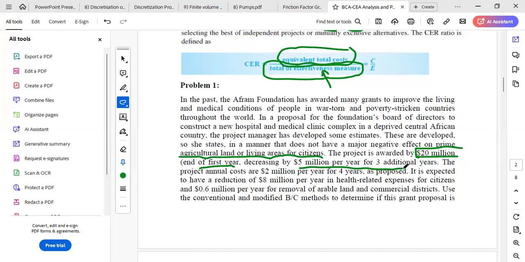And the project, this is about the fund. Now, the project annual costs are $2 million per year for 4 years. So as we said, until here, this describes investment. Now, the second statement is for costs. So here, the project annual costs are $2 million per year for 4 years as proposed. So these are annual costs.